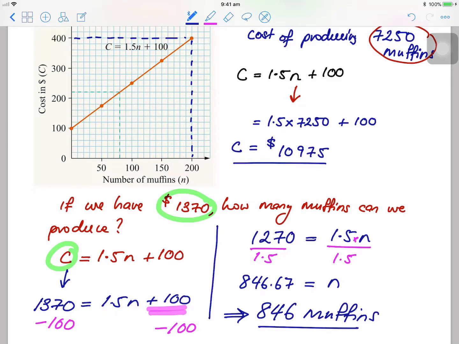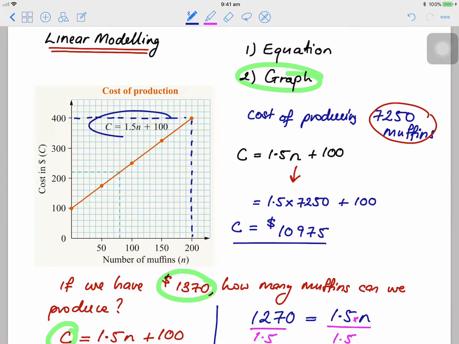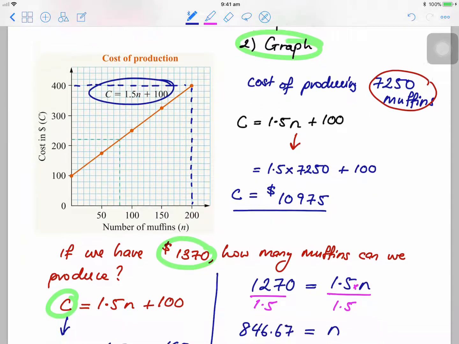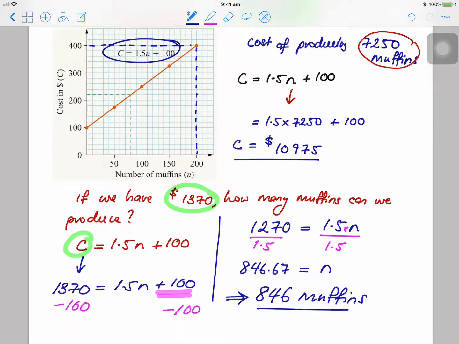So I'm hoping this video showed you the benefit of having the equation, because the graph is limited to whatever's drawn for you. The equation will help you find or calculate any values you need to when the graph does not cover it.